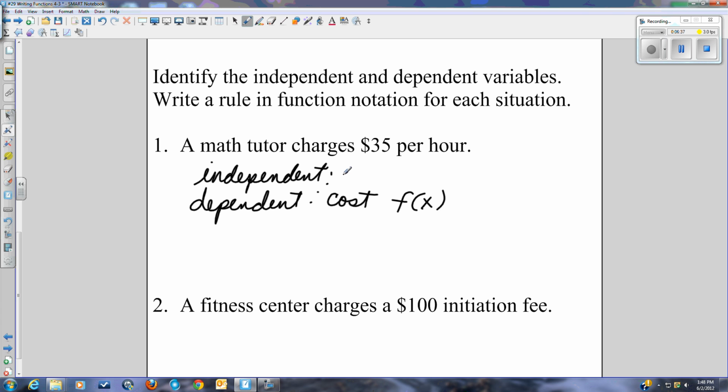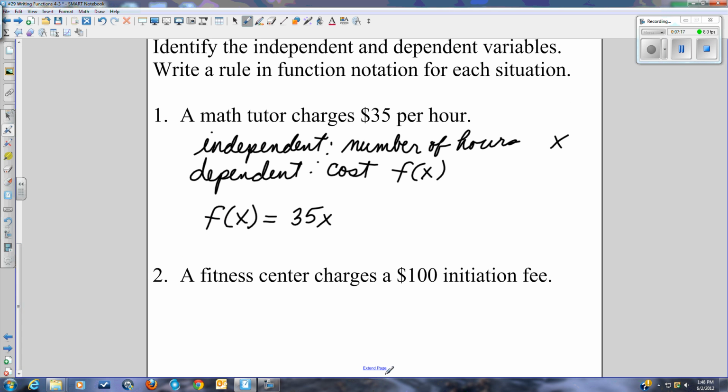Your independent variable is the number of hours that the tutor works, and that is your x. All right, because the number of hours worked determines the cost that you pay the tutor. And the way we write this notation, the cost, which is f of x, is equal to 35 times the number of hours. So f of x equals 35x. You get the same thing if you replace f of x with y. You could say y equals 35x, but we want to use function notation, so we're going to use this f of x in place of y.